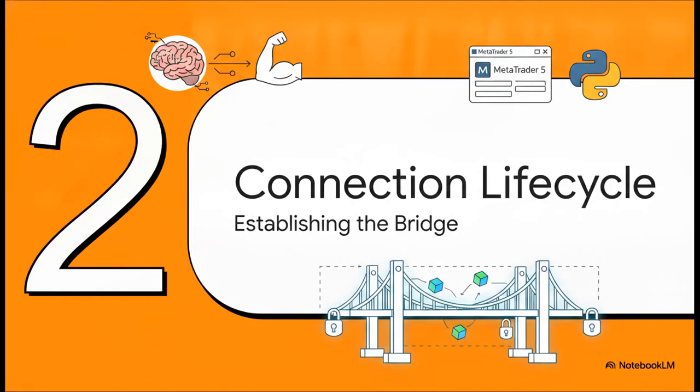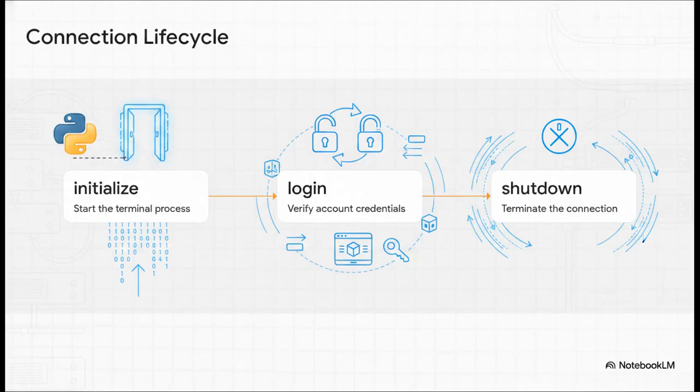Moving right along to Section 2, the connection lifecycle. Getting this connection established is basically a three-step chronological journey: initialize, login, and shutdown. Visualize this as a secure data handshake. First, you open up the communication port. Next, you verify your identity with the broker. And finally, and this is key, when your algorithms finish their job, you securely terminate that connection. Because, as we all know, nobody likes a memory leak.